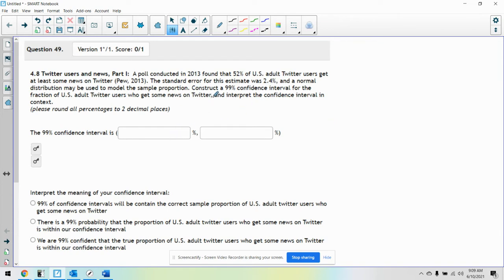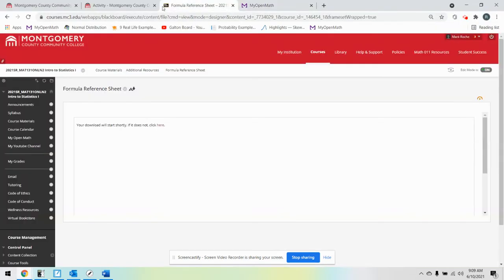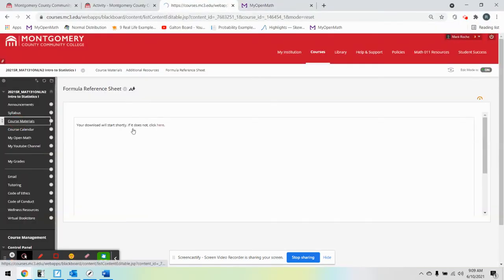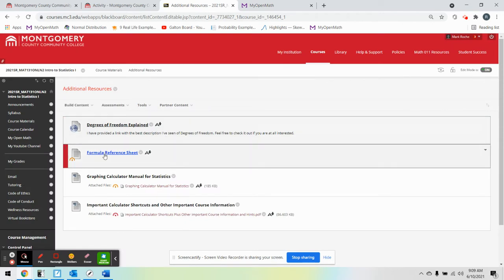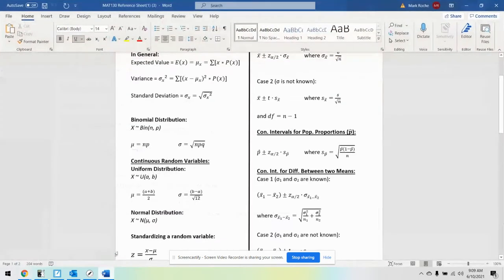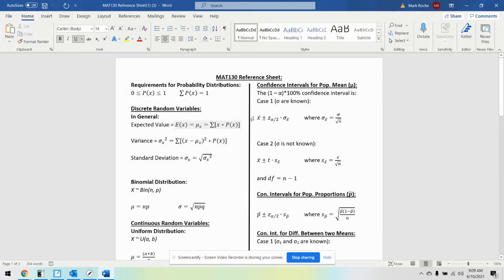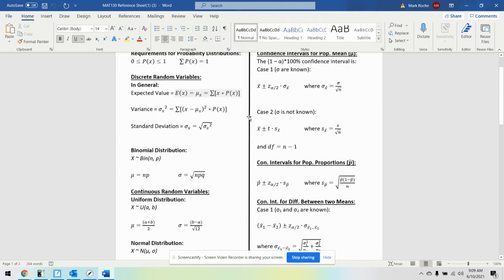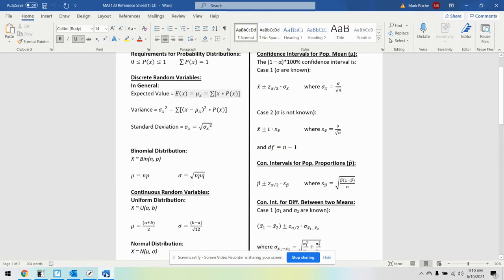So the first thing you might want to do is go to our Blackboard page. If you go to our course materials and go down to additional resources, there is a formula reference sheet right here. Okay, click it. It looks like this. You don't really need this too much because most of the stuff is done in the calculator, but for this particular problem, we're going to use it. And we're talking about a confidence interval for a proportion. So I'm going to be looking right here.